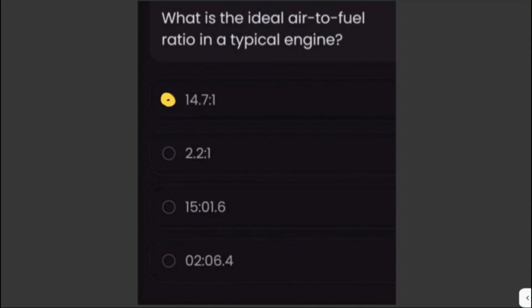And this ratio is known as the stoichiometric ratio, where the air-fuel mixture is chemically balanced to achieve complete combustion, and it provides the most efficient and cleanest combustion process, leading to optimal performance and minimal emissions in gasoline engines.